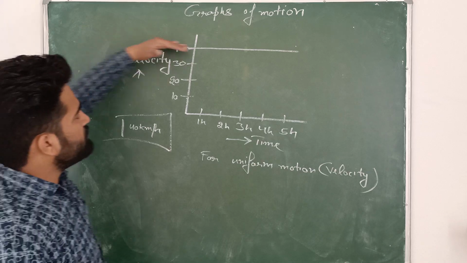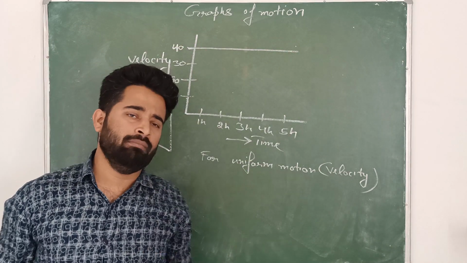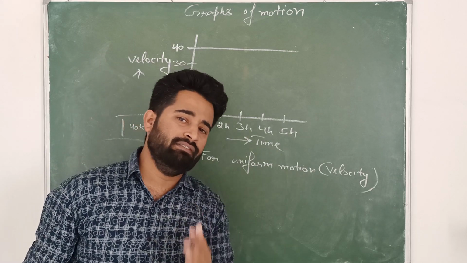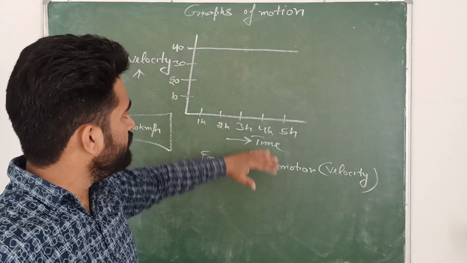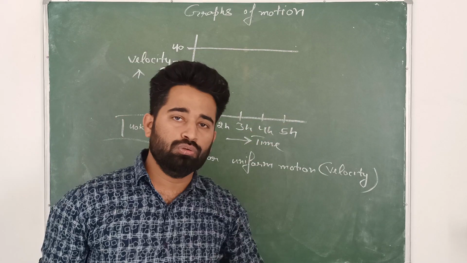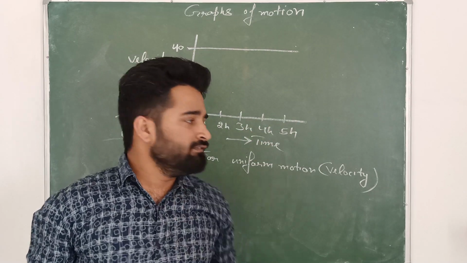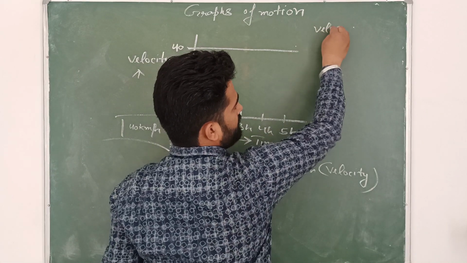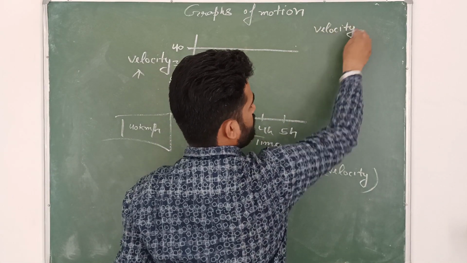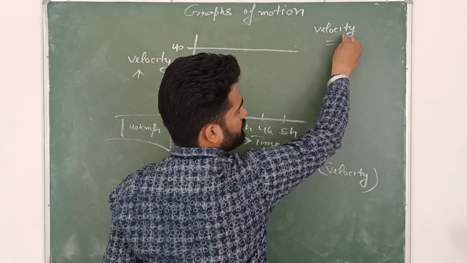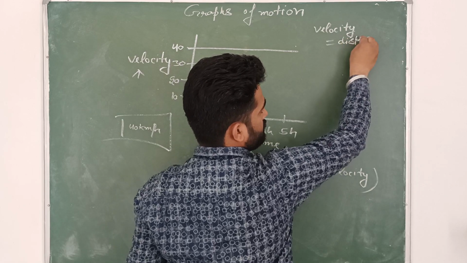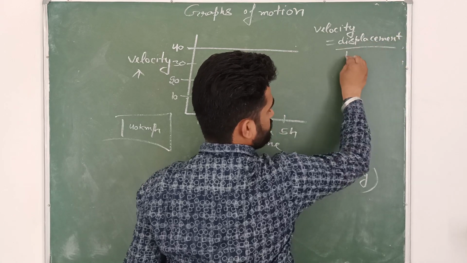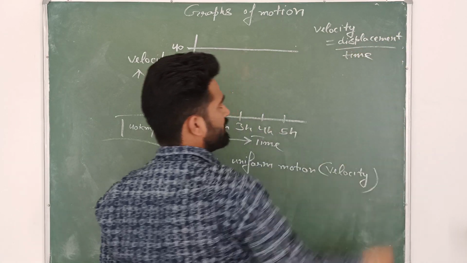If the velocity is uniform, if the velocity is the same, then the graph will be parallel to the time axis. Remember this, everyone: if the velocity is uniform, the graph will be parallel to the time axis. If the velocity and time are given, what is the formula of velocity? Velocity is equal to displacement divided by time.